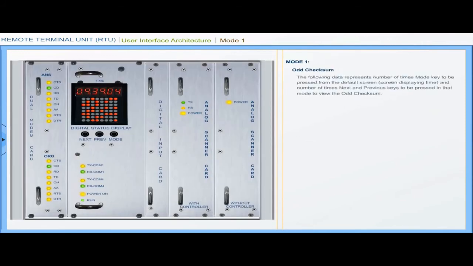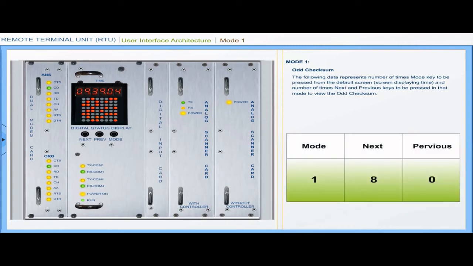Odd checksum. The following data represents number of times mode key to be pressed from the default screen, that is screen displaying time, and number of times next and previous keys to be pressed in that mode to view the odd checksum. Mode 1, next 8, previous 0, display on 7 segments look like after a time delay of 3 seconds, 7 segments represents odd checksum.